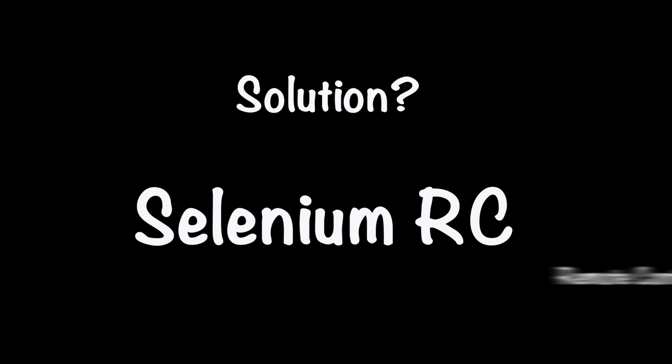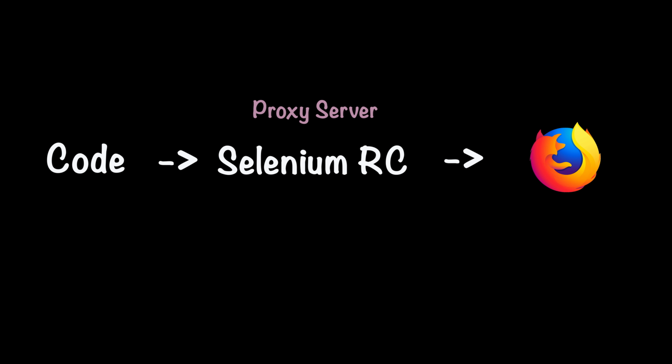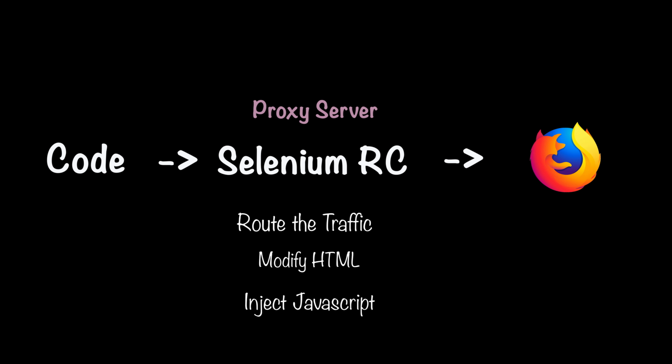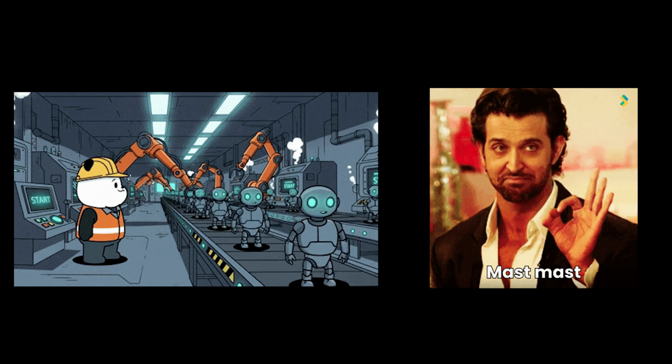RC stood for remote control. Instead of running entirely inside the browser, Selenium introduced a server that sat between your test code and the browser. Selenium RC got around same origin policy by acting as a proxy and convincing the browser that everything was coming from the same website. Behind the scenes, Selenium RC would route the traffic through its proxy, modify HTML responses, inject Selenium Core JavaScript into pages, and execute commands through injected JavaScript. This made browser automation practical, and for several years, Selenium RC became a standard approach.